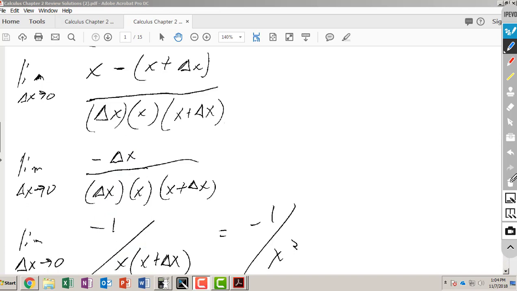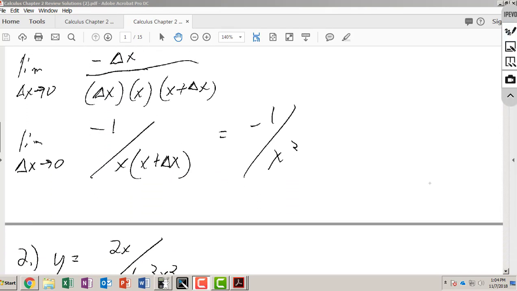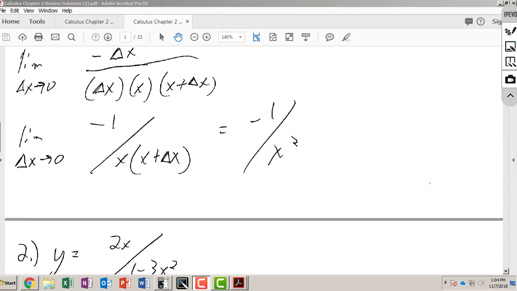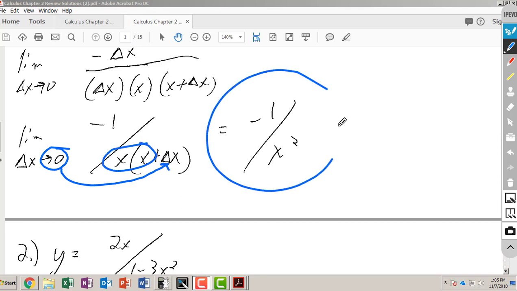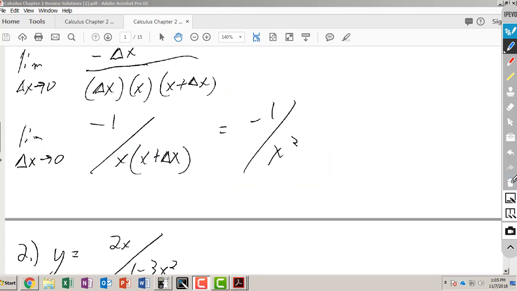Now to finish this problem off, I'm going to go ahead and take my delta x and replace it with 0. So this is the limit as delta x approaches 0, so I need to substitute in 0. So when I substitute in 0, that's just going to leave me with this x times x. And x times x is x squared, so I have negative 1 all over x squared. And that is your answer to number 1.